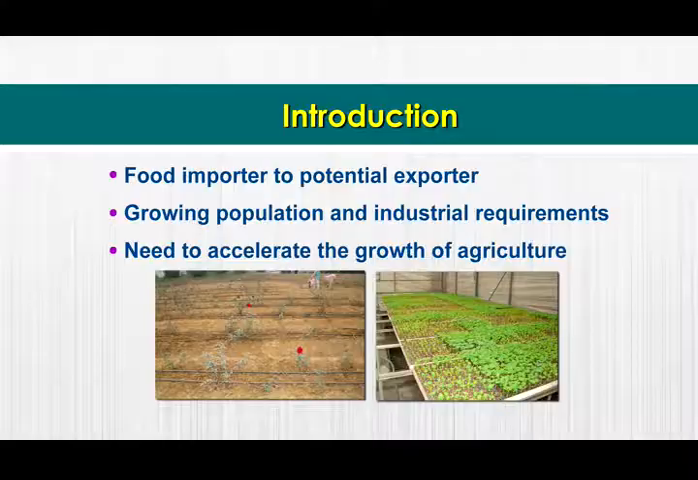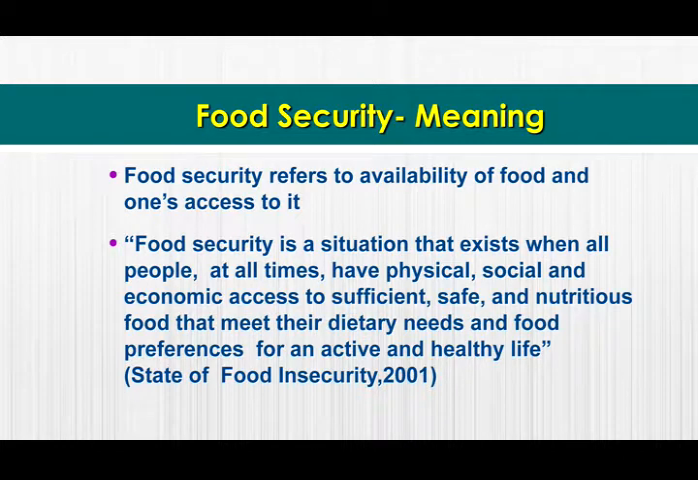We have made a profound impact, a significant growth in agriculture. We were a food importer, now we have become a potential exporter. There is a need for increase in agriculture production for the growing population and industrial requirement. We need to accelerate the growth of the agriculture sector. Agriculture has a lot of scope to serve human beings. The most important scope of agriculture is to provide food security to the people of the country.